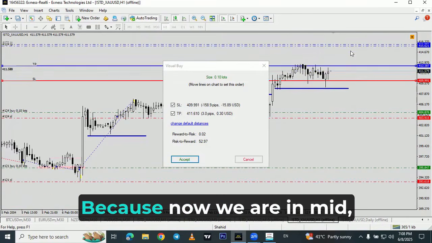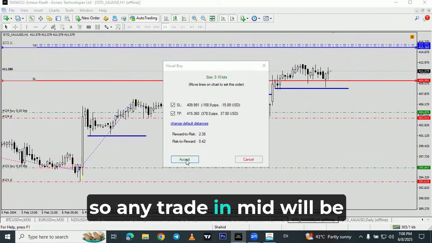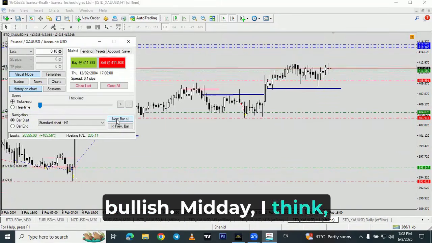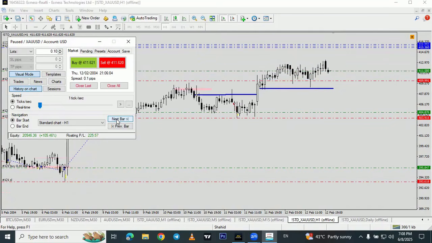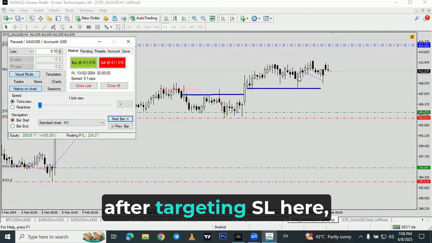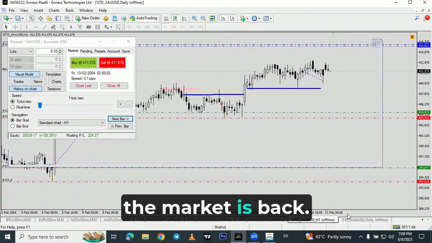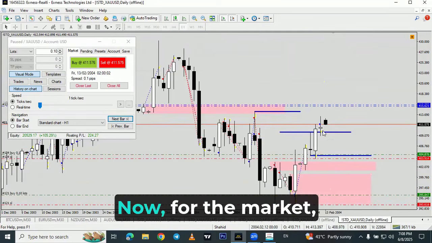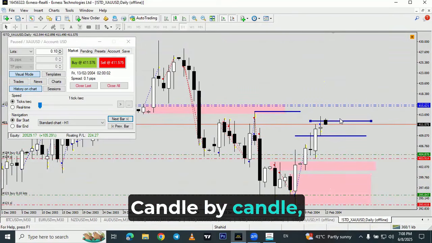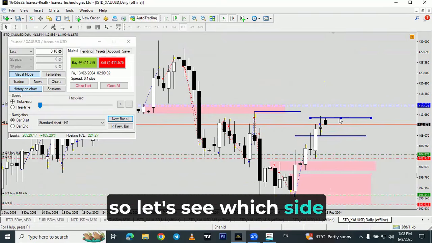And who are we targeting? Because now we are in mid, any trade in mid will be risky. The market is bullish, bullish. Midday, I think, has opened. See here, after targeting SL here, the market is back. The market is still bullish. Now, for the market, this point remains and this point remains. Candle by candle, a wick is going here. So let's see which side the market goes.